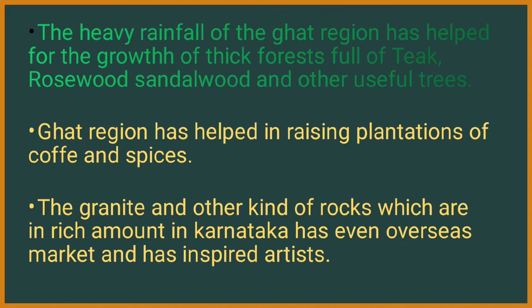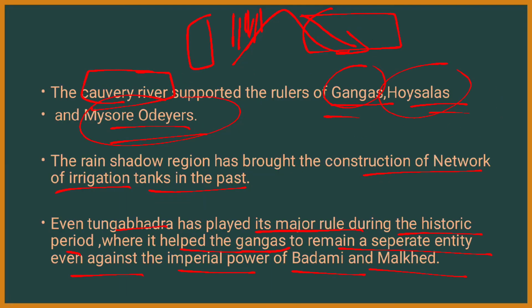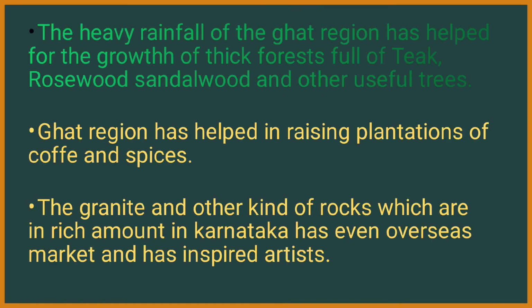The heavy rainfall of the Ghat region has helped the growth of thick forest full of teak, rosewood, sandalwood and other useful trees. Right? As we have seen in the map, the coastal region gets heavy rainfall, right? And due to this, the majority of plantation has been done, where the thick forests have grown fully with trees like teak, rosewood, sandalwood, and other useful trees.